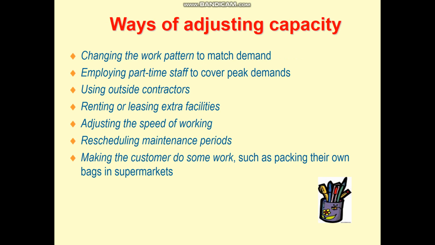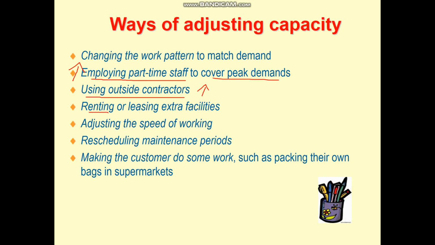So for example, we lack staff to serve the customers in the peak time. So we can employ part-time staff to cover the peak demand, for example. So we try to increase the capacity to match the peak demand, right? Or we can use an outside contractor. It means we hire a third party to help us produce more products to fulfill the customer orders.